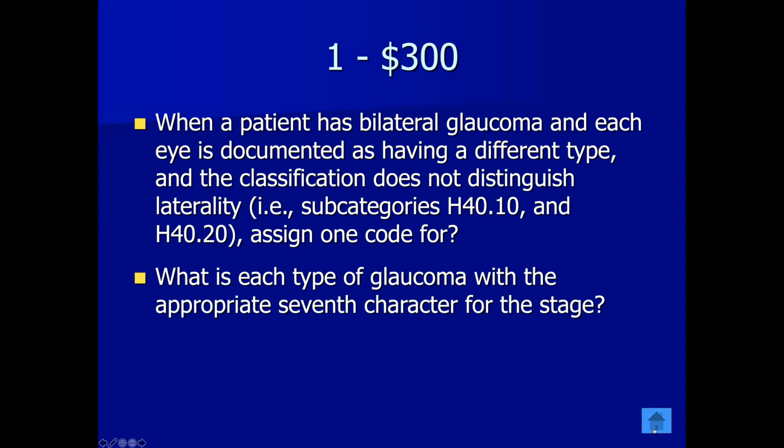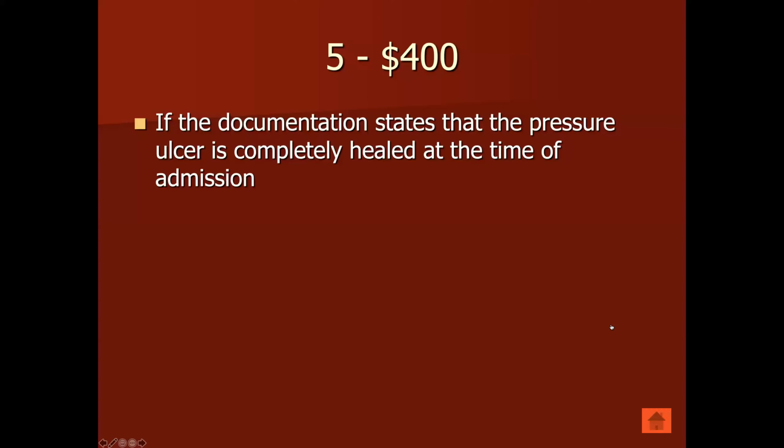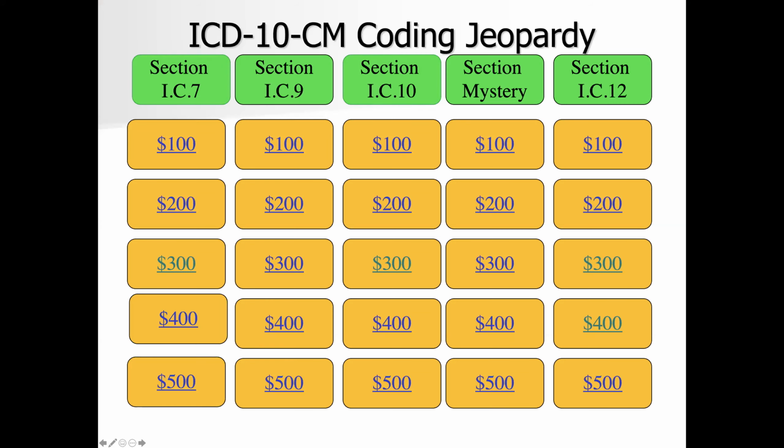Thank you. And we're going to go back to Markeisha. Chapter 12 for 400. If the documentation states that the pressure ulcer is completely healed at the time of admission, what is no code is assigned? That is correct. All right, 400 points for Markeisha, who has a total of 700 points now. All right, Tina, back to you.